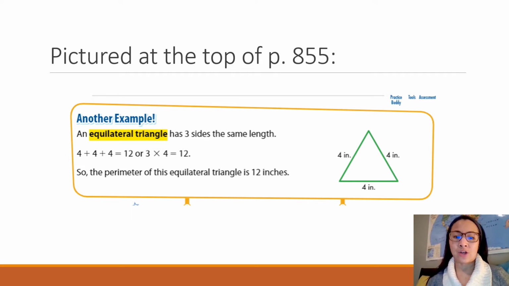That's an equilateral triangle. And then there's two different ways to solve for the perimeter. They show the equation 4 plus 4 plus 4 equals 12. And they also show 3 times 4 equals 12. So the perimeter of this equilateral triangle is 12 inches. So even if you had only one of the sides of this equilateral triangle labeled 4 inches, you should know that if it says it's an equilateral triangle, then all 3 of the sides will be the same length.